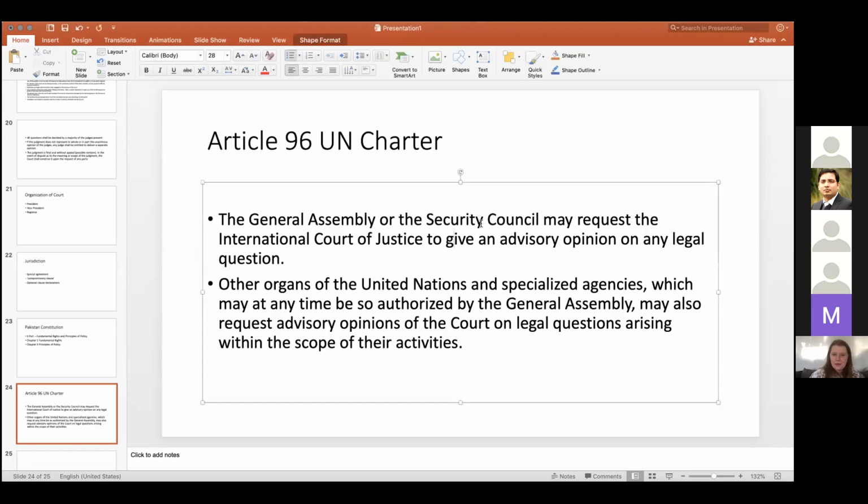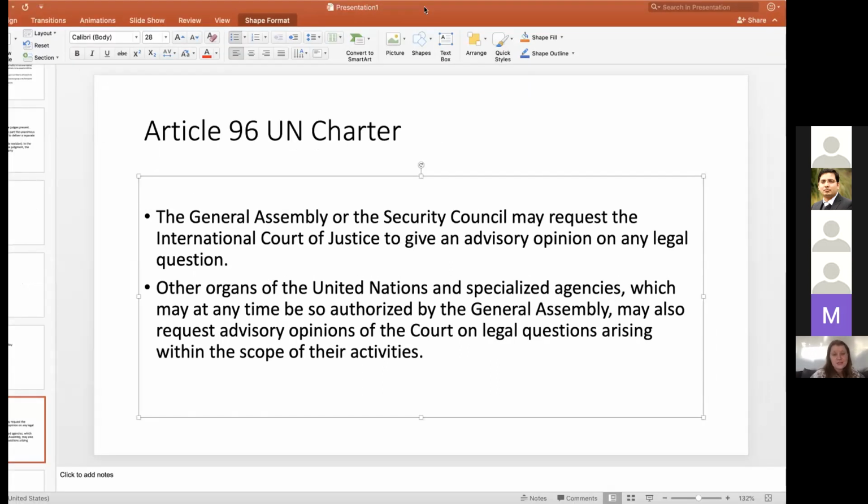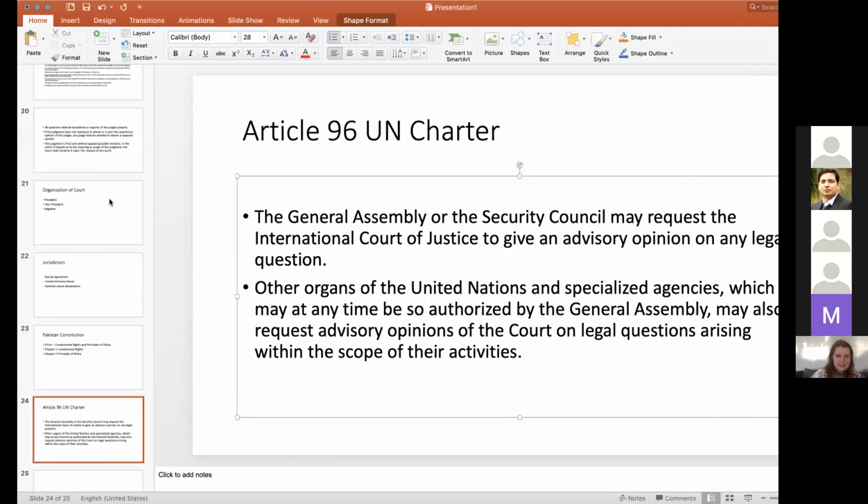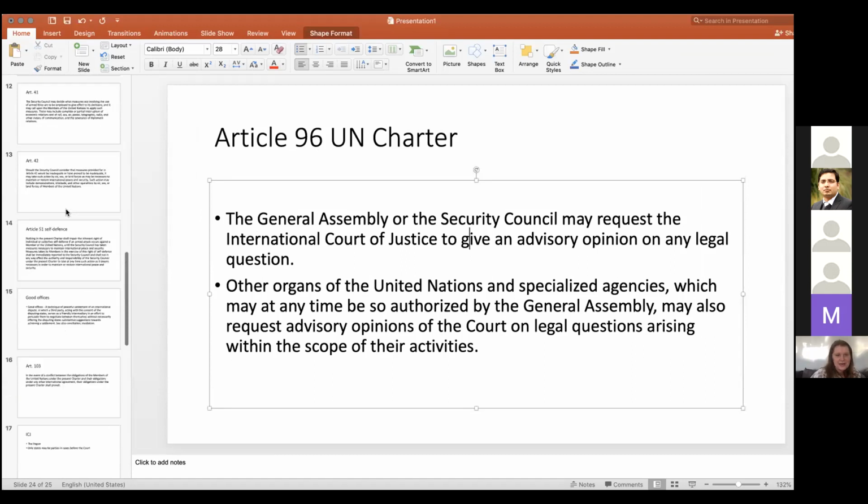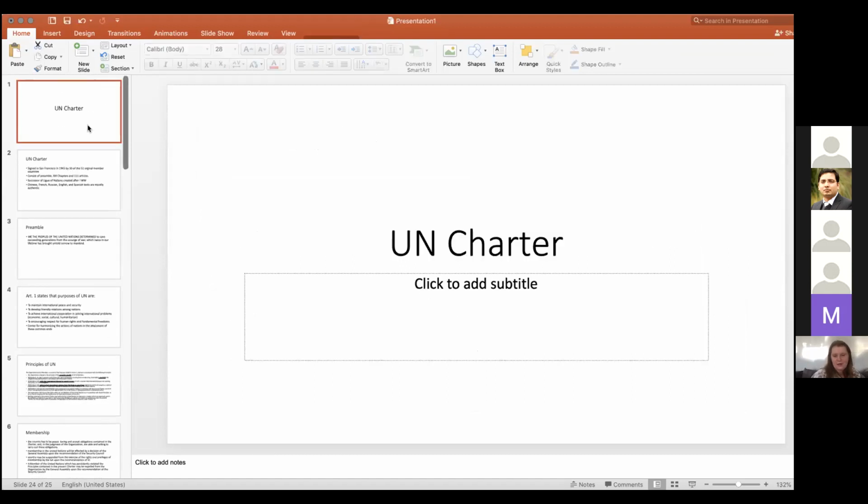The General Assembly or the Security Council might request the International Court of Justice to give an advisory opinion on any legal question. Other organs of the UN and specialized agencies, which might at any time be so authorized by the General Assembly, might also request an advisory opinion from the court. So I think that's it. I think I discussed the most important articles of the UN Charter and the International Court of Justice Statute. Thank you.